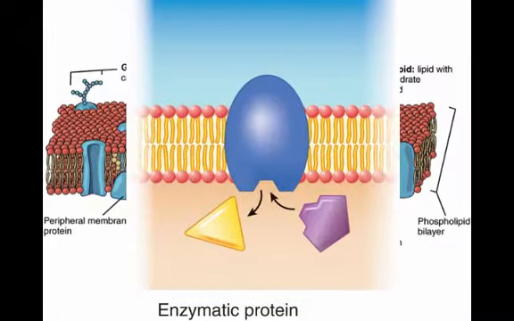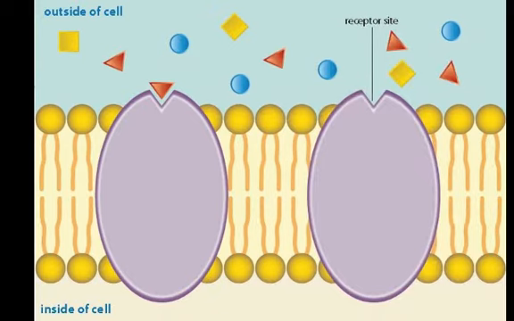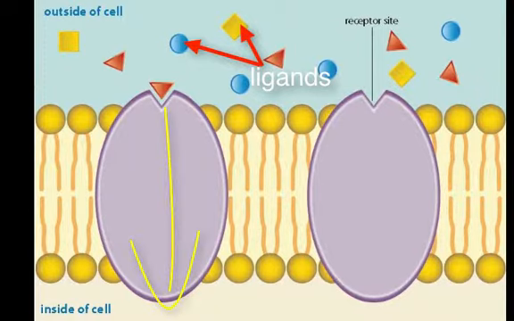Proteins can also be enzymes. These proteins extend from the cell, and when they are activated, they will catalyze reactions either inside the cell or outside the cell. Some proteins are receptor proteins. These proteins bind to ions and hormones outside the cell. These ions and hormones are called ligands. The receptor proteins will catch these ligands and bring them into the cell.